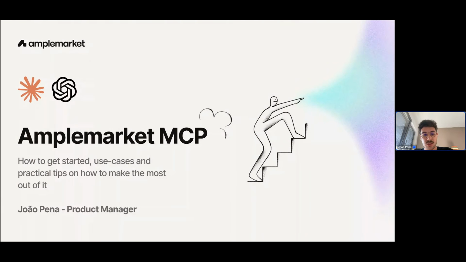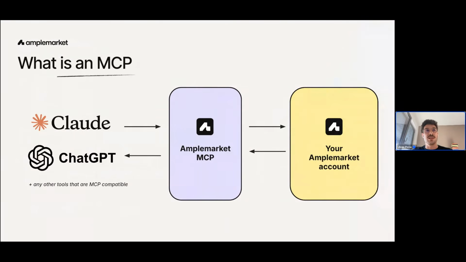And so today we're going to talk about a very exciting launch we did last week, the Amplemarket MCP. We're going to show you how you can get started with it, what the MCP actually is, some use cases you can try, and some practical tips on how to make the most out of it. I am João from the product market team here at Amplemarket. And by the end of the session, we'll also have a small QA session so that you can ask any questions you have. So just a quick overview of what an MCP is.